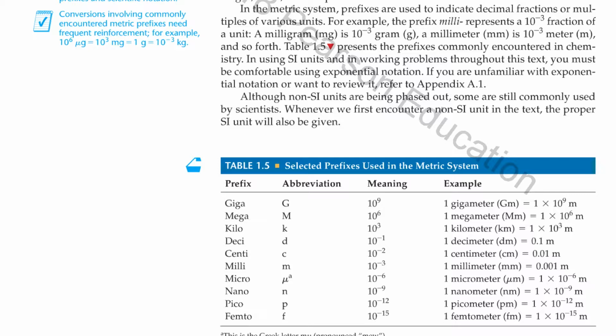10 to the third is kilo. 10 to the sixth, or million, is mega. And 10 to the ninth, or billion, is giga.